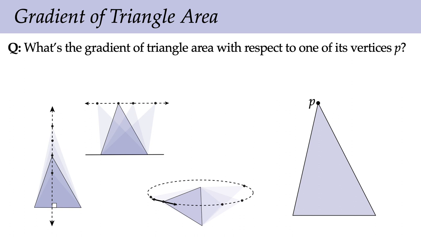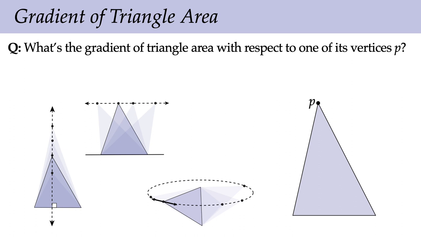Okay, so how can we write this gradient vector? Well, again, we know that the area is 1/2 base times height. So if we change the height by a unit amount, by going perpendicular to the base, how much is the area changing? It's changing by 1/2 the base length.